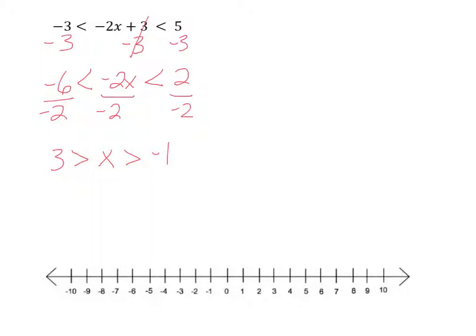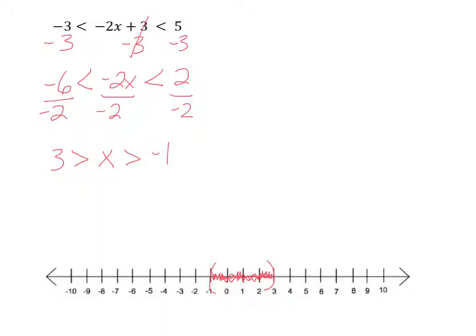So what this is saying is that x is going to be smaller than 3, but it's going to be bigger than the negative 1. So that's going to be anything from negative 1 all the way up to a 3. Anything in there would work. Now, because they're not equal to, I'd have parentheses on both of them.